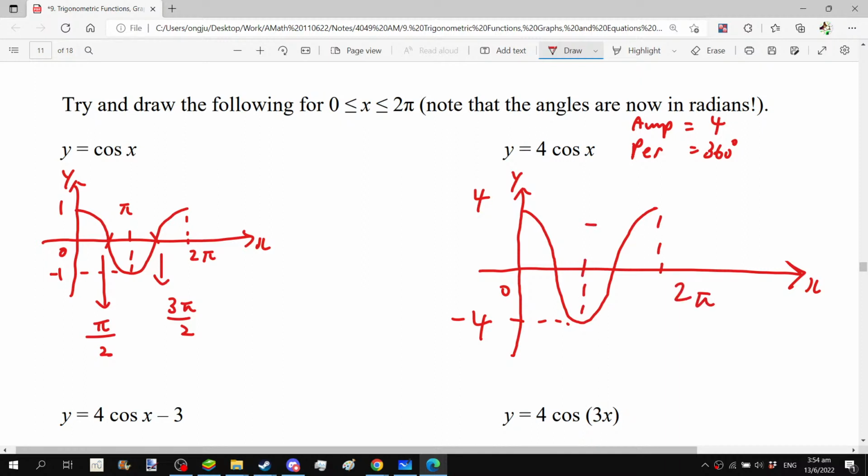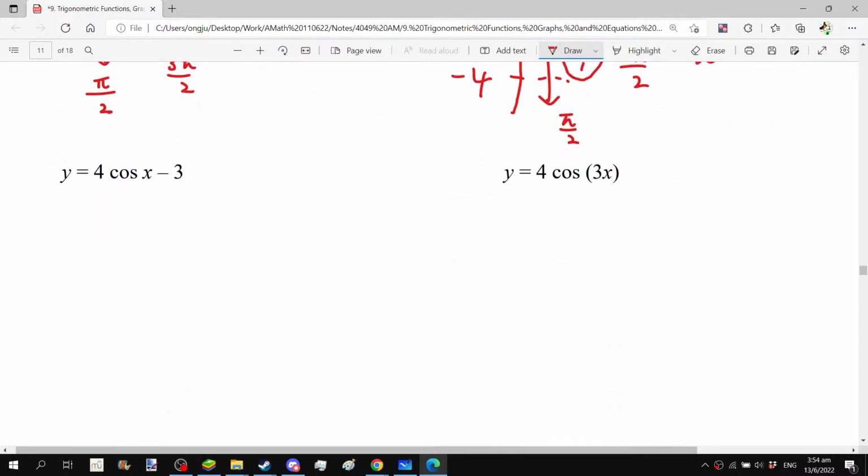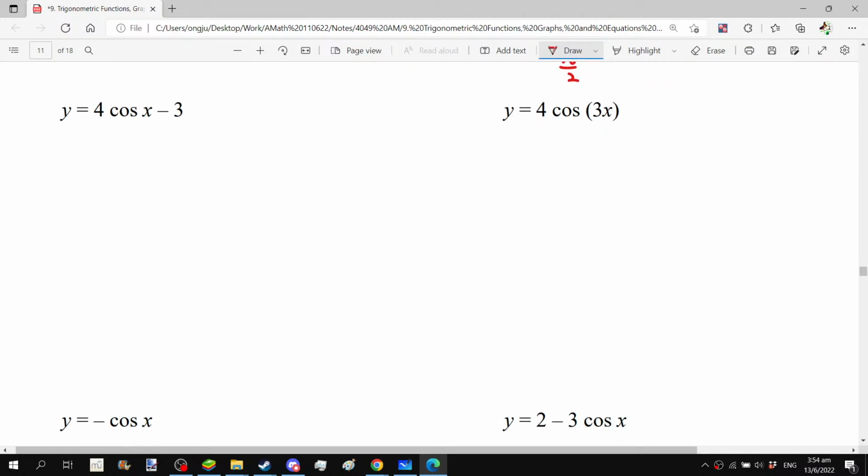Fortunately for us, in this specific situation, the remaining labels are identical. Alright? The next one is even more interesting. We have 4 cosine x minus 3. Oh boy. So now we have an amplitude of 4. Period still the same, 360 degrees, alternatively 2 pi. And this time around, we need to change the axis. It is now at -3.